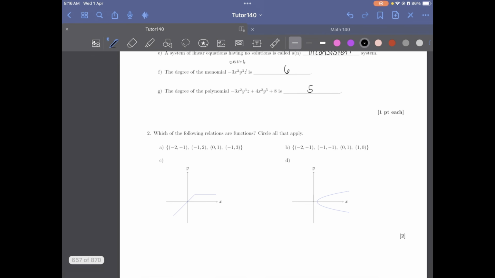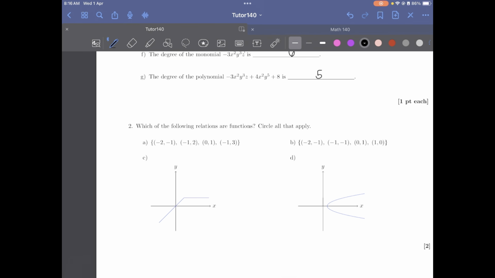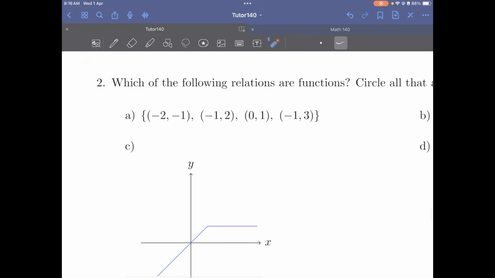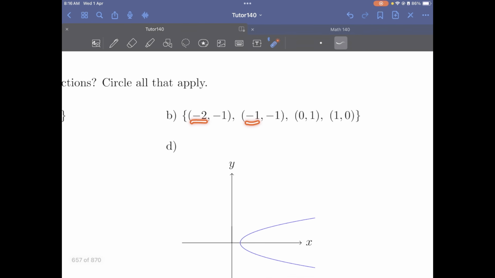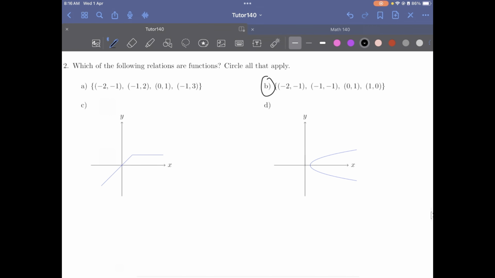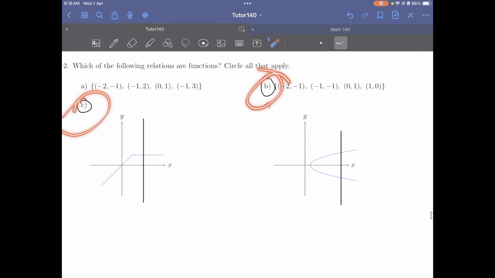Okay, which of the following are functions? Circle all that apply. Remember that functions have unique x values. So if they share the same x value, it's not a function. So let's look over here. -2, -1, 0, -1. See, 2 negative ones. So this is not a function. -2, -1, 0, 1. This is a function. And when you come down here, you could do the vertical line test. If it intersects the graph more than once, it's not a function. So this is a function. This intersects the graph twice, so this isn't a function. So just B and C.